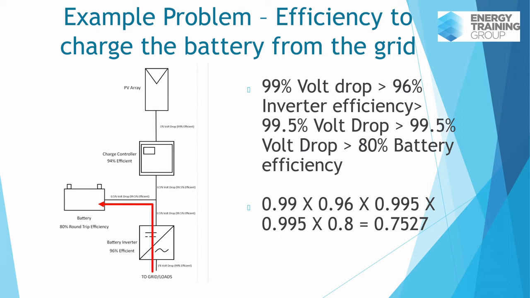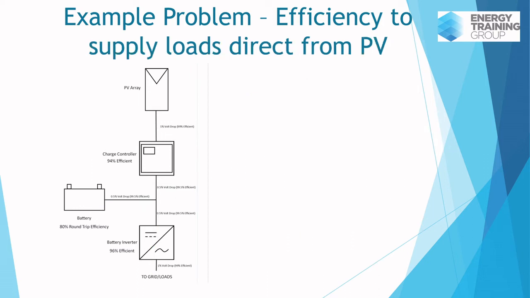So we combine all those together as a decimal, and you can see we get 0.7527 or 75.27% efficient to charge the battery from the grid. Now we might look at our efficiency to supply loads directly from the PV. Right, so let's just go through this one pretty quickly.